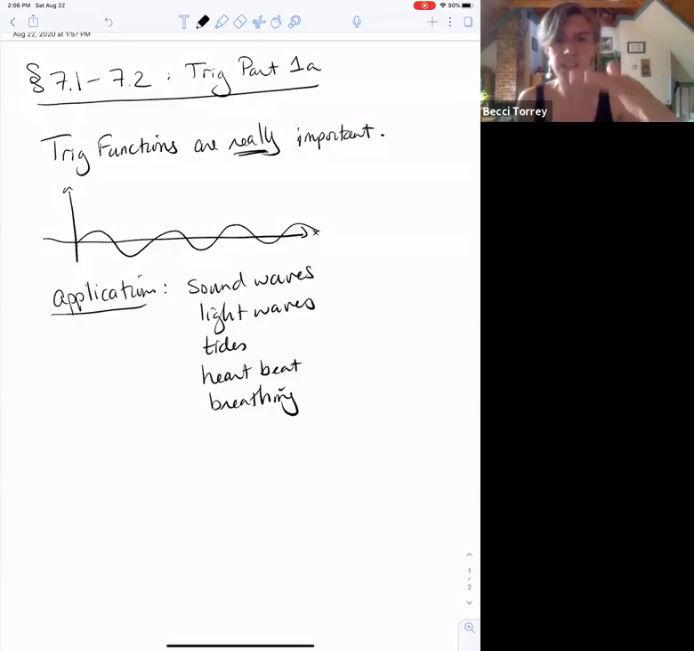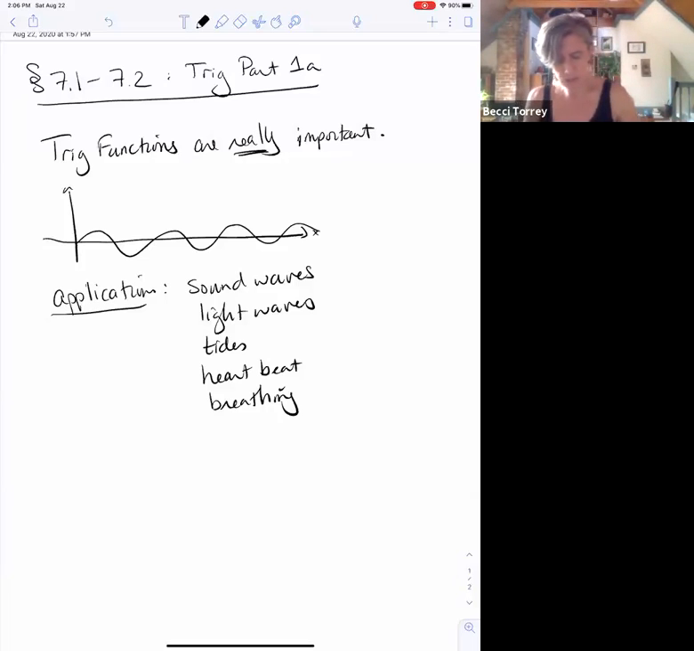It doesn't have to look nice and smooth like that sine function, but we can combine the different trig functions to get a model of something that's repeating like this. And so these are just hugely, hugely, hugely important applications. They're also pretty beautiful in their own right. In these sections, 7.1 and 7.2, we're going to go back to some of the basics and build our way up to these trig functions and these beautiful waves.